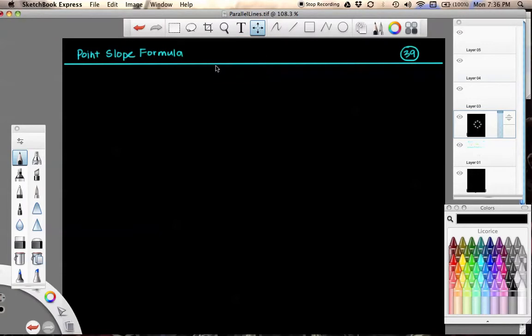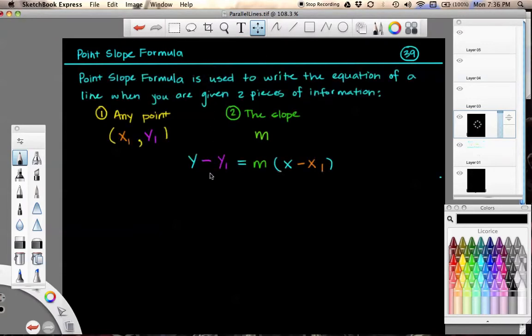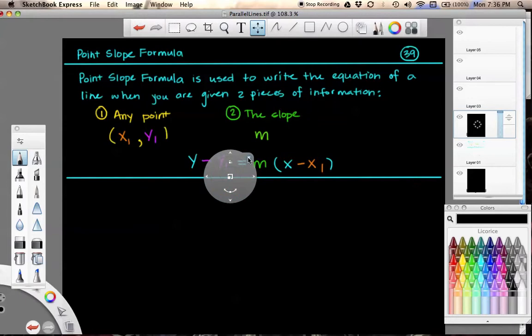When you're done doing that, in that first 14 column, what I need you to do is copy these notes. All right, so this section is on point slope formula. The first thing I'd like you guys to understand is that point slope formula is used to write the equation of a line when you're given two pieces of information. Now the two pieces of information, number one is any point, and the point we're going to write as x sub 1 and y sub 1.